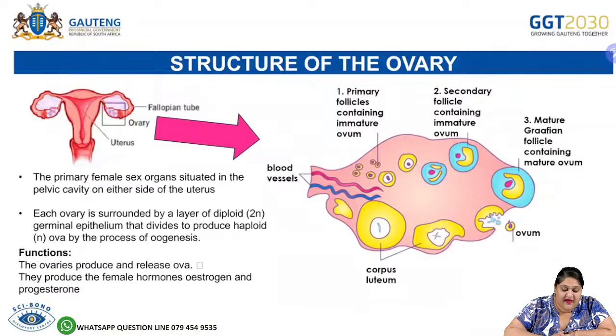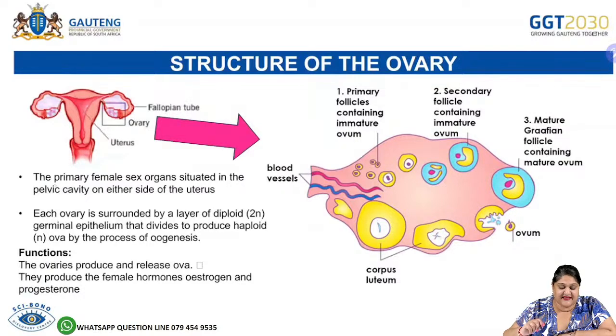Okay, so we have a fallopian tube and we've got an enlarged picture of the ovary. I'm going to get back to that. Let's first have a look at what it says here. The primary female sex organs situated in the pelvic cavity on either side of the uterus. That's what the ovary is. So there are two, the same way that there are two testes in the male.